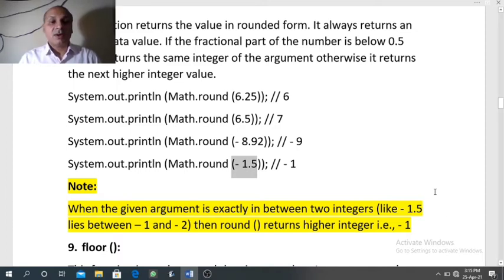So in math.round, you need to be careful when the number is exactly in between two integers. In that case, the answer will be the higher integer. If the number is not exactly in between two integers, then you can see which integer on the number line the number is nearer to, and that will be your answer.